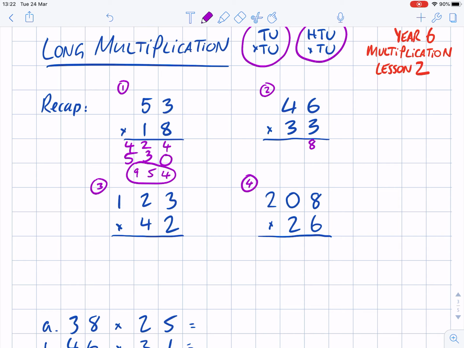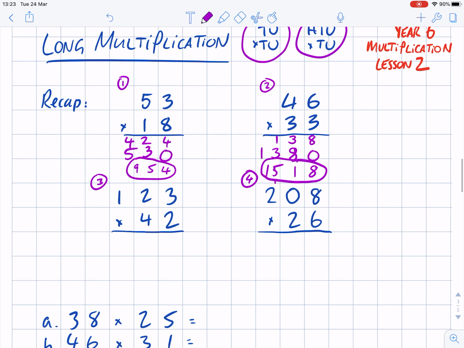Going on to problem 2, 46 times 33. 3 times 6 is 18. 3 times 4 is 12. Add the 1 underneath is 13. And then again, I need to put my placeholder 0 in. 3 times 6 is 18. 3 times 4 is 12. Add the 1 underneath is 13. And then need to add these together. And my answer is 1,518. Sorry that it's a little bit scruffy. I will improve.